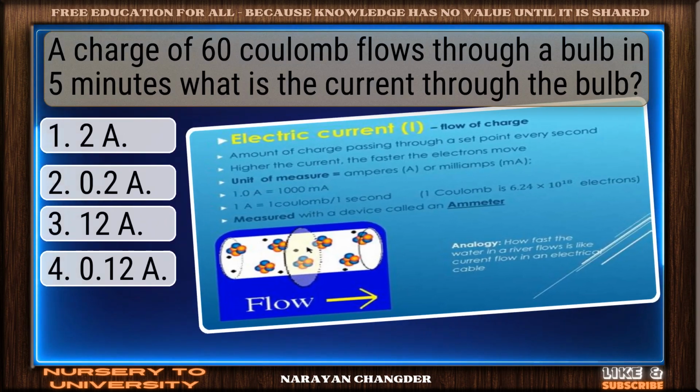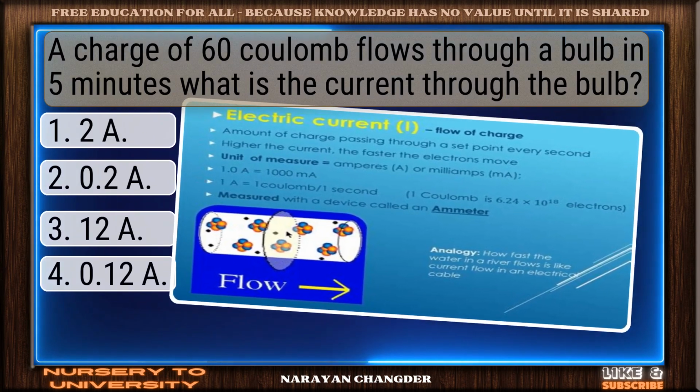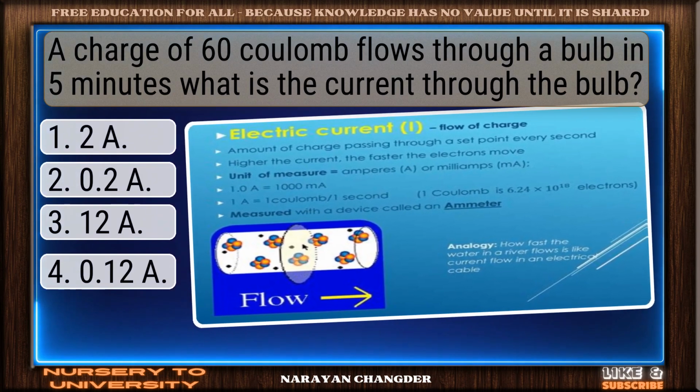A charge of 60 coulomb flows through a bulb in 5 minutes. What is the current through the bulb?